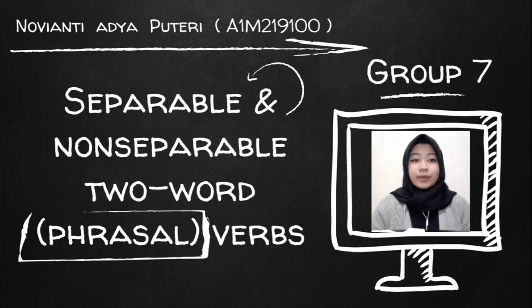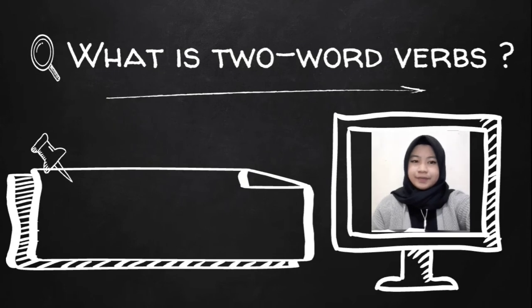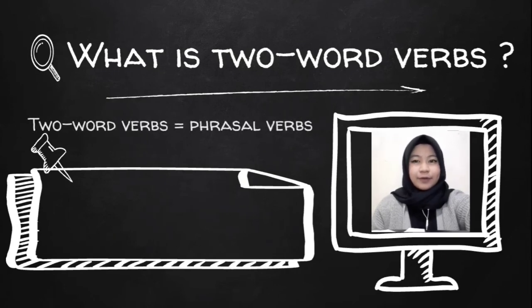We'll talk about separable and non-separable two-word or phrasal verbs. First, what is two-word verbs? Two-word verbs, or grammatically called phrasal verbs, is a combination of two or more words which functioned as one single verb. For the purpose of this video, I will be using two-word verbs as the phrasal verb.